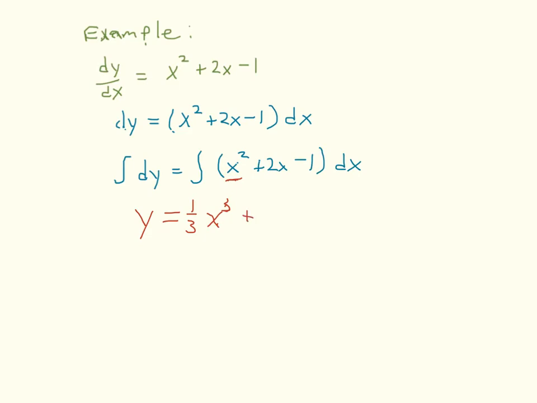Plus, the antiderivative of 2x is just x squared. And the antiderivative of -1 is going to be minus x. And so I'm going to have that, and then plus our c, that constant of integration. So our general solution to this differential equation, dy dx equals x squared plus 2x minus 1, is going to be y equals 1/3 x to the third plus x squared minus x plus c.